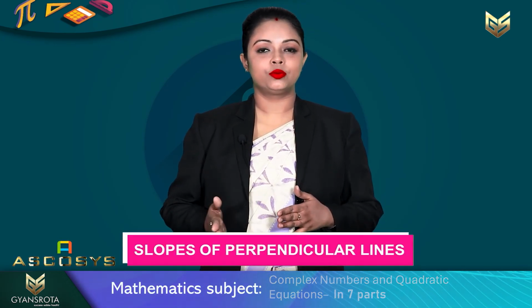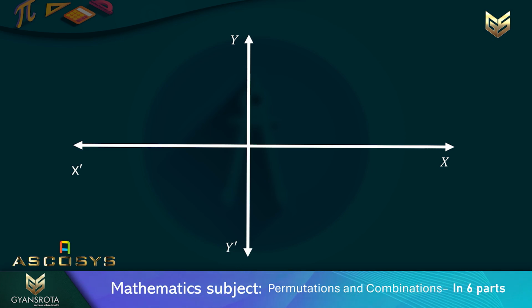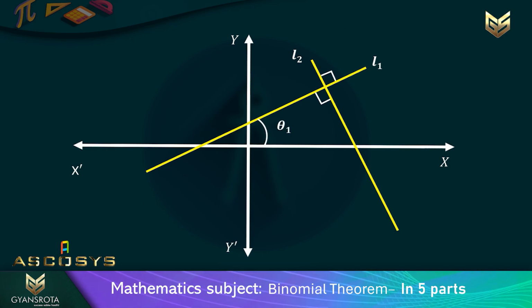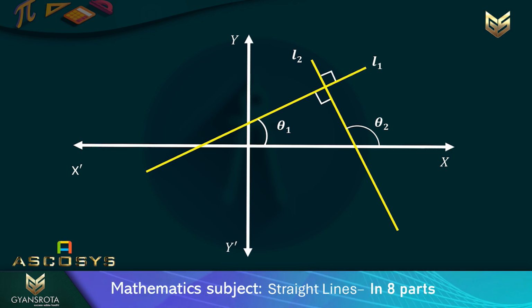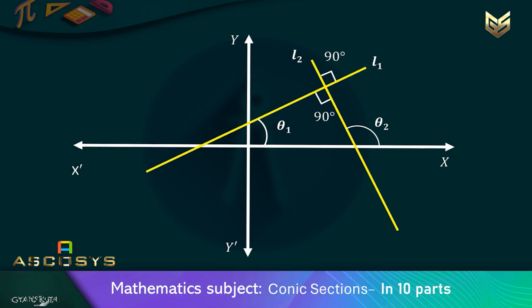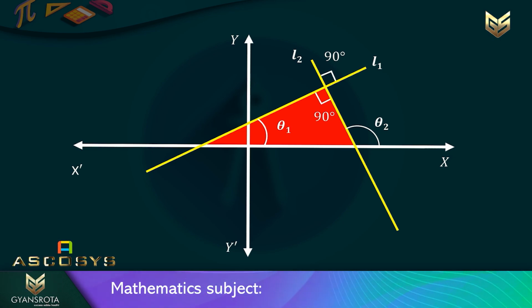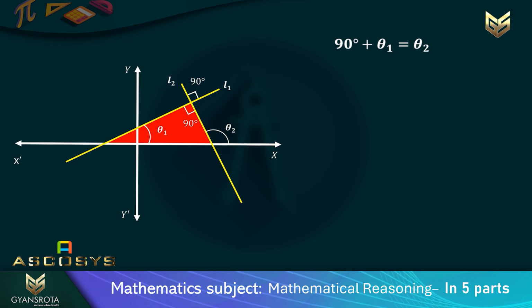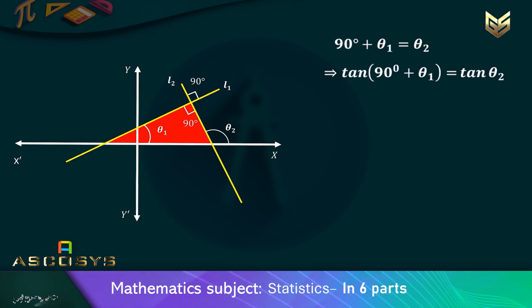Now, we are going to study slopes of perpendicular lines. Suppose we have our x-axis and the y-axis. We have two lines L1 and L2 which are perpendicular to each other, and these two lines are making angles theta 1 and theta 2 with respect to the positive direction of the x-axis, and the angle between them is also 90 degrees. Now, if you see your triangle, then by the exterior angle property, that means exterior angle equals sum of remote interior angles, we can say that 90 degrees plus theta 1 equals theta 2, because theta 2 is your exterior angle.